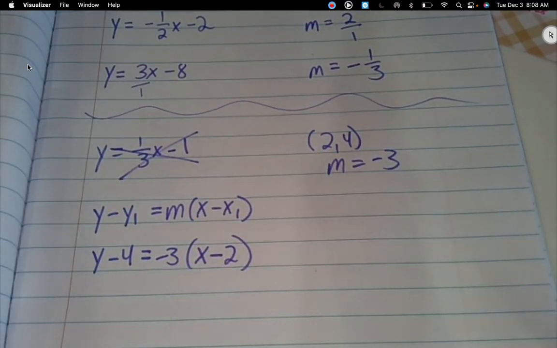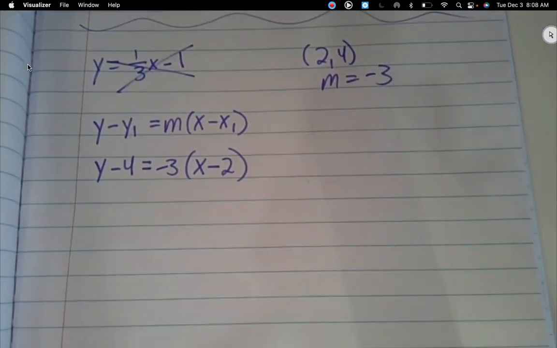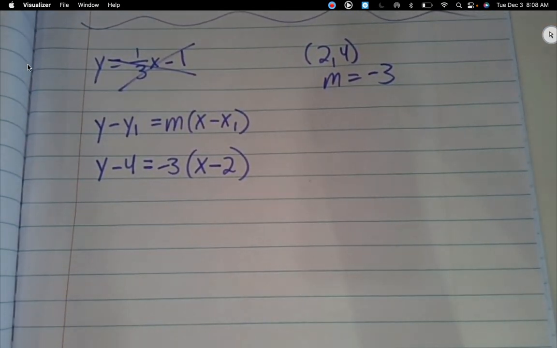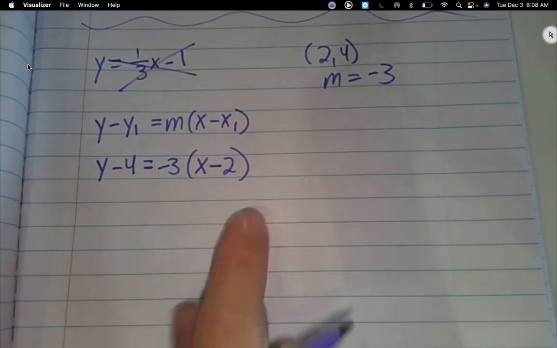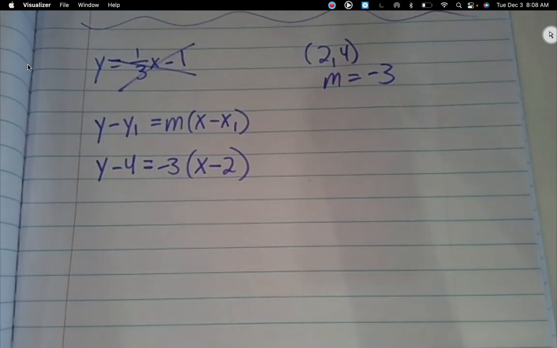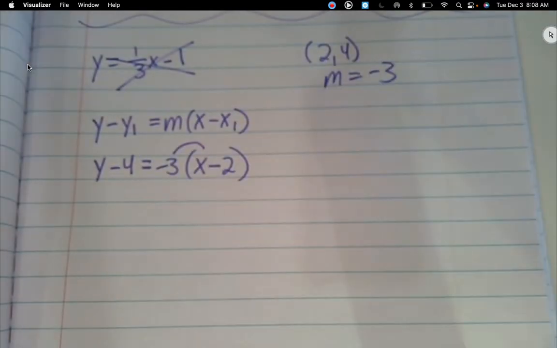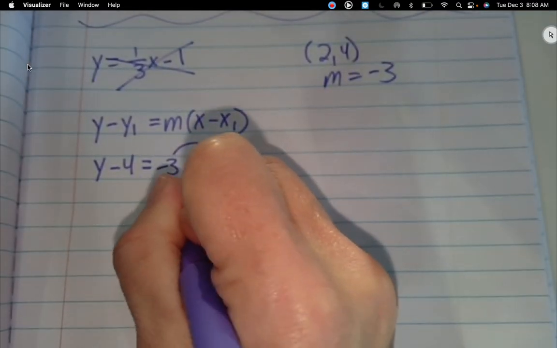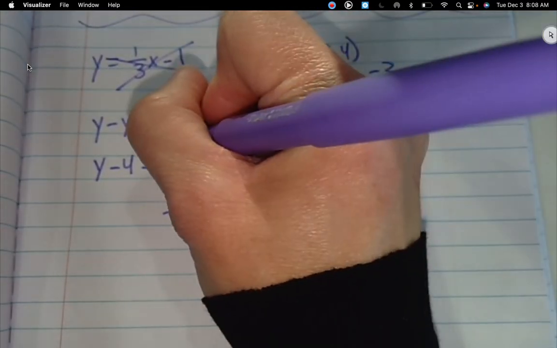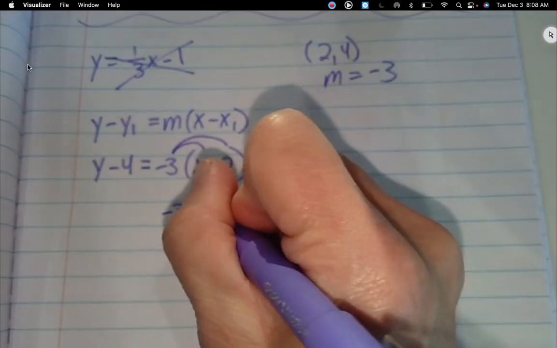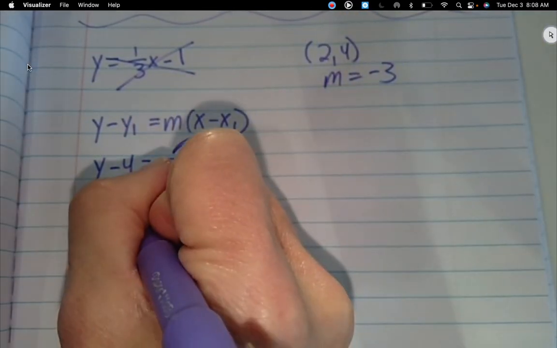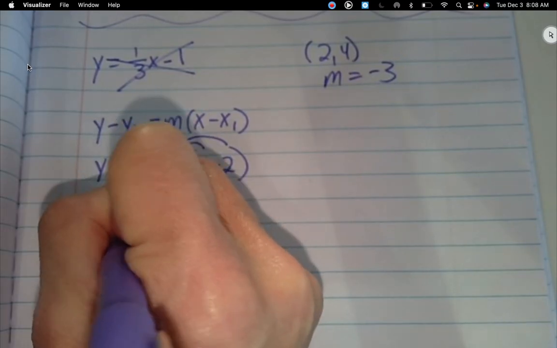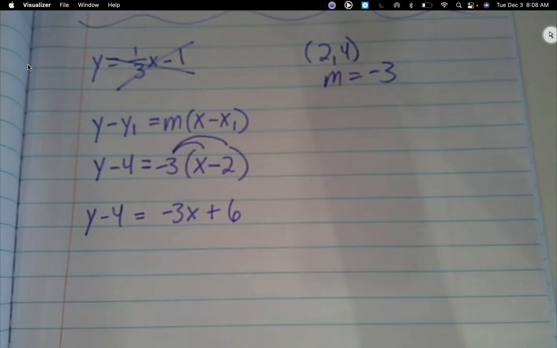But what if it said slope-intercept form? What would I do? What would I have to do with the negative 3 and the 4? I've got to distribute and move it, right? So what's negative 3 times x? Negative 3x. And then I've got negative 3 times negative 2 is 6. Okay, then how do I move minus 4? Add 4.